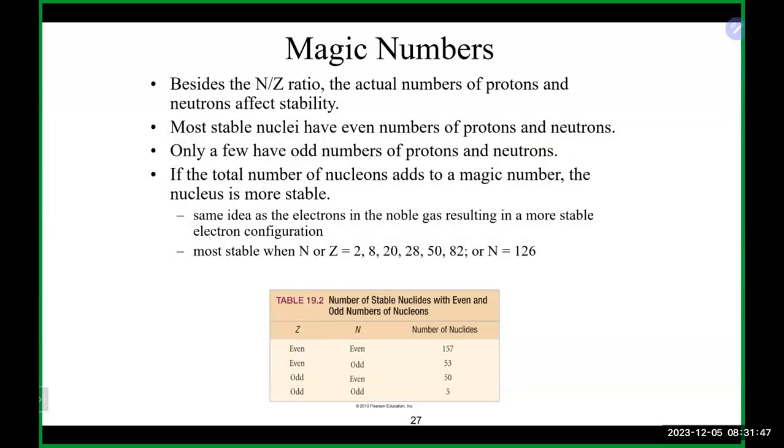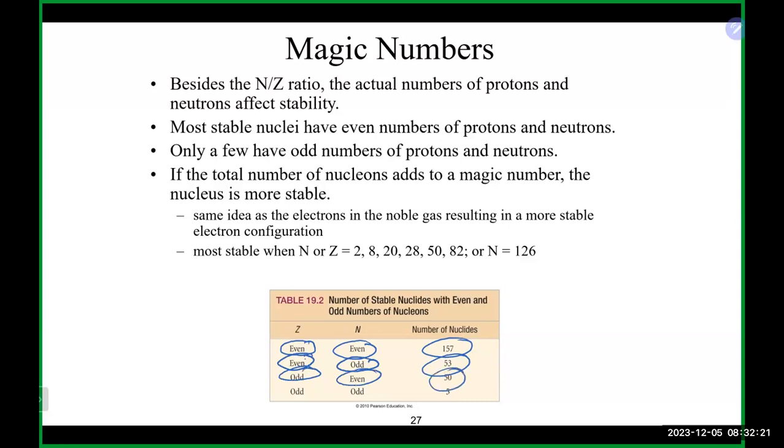Let's talk a little bit about some other things that we look at in terms of stability. Most stable nuclei will have even numbers of protons and neutrons. If you look at this table on the bottom here, that's the ideal situation. If you see even protons and even neutrons, you can see there are about 157 stable nuclei that have that arrangement. The next best situation is an even number of protons and an odd number of neutrons, and you can see it drops down to about 53, followed by an odd number of protons and an even number of neutrons.